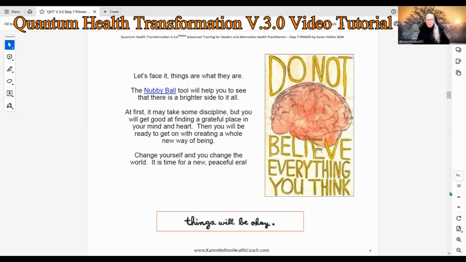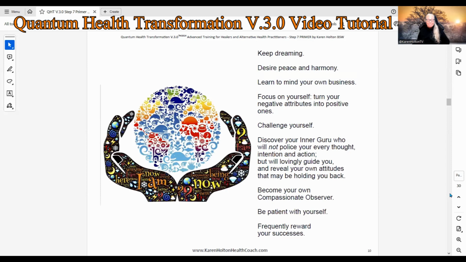And the images here, one says, "Do not believe everything you think." And the other one says, "Things will be okay." Keep dreaming. Desire peace and harmony. Learn to mind your own business. Focus on yourself. Turn your negative attributes into positive ones.